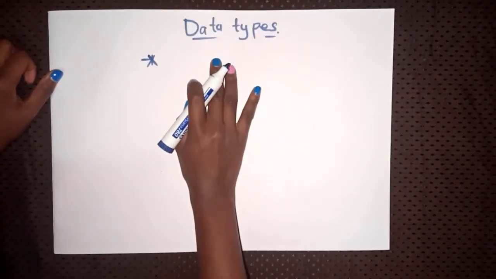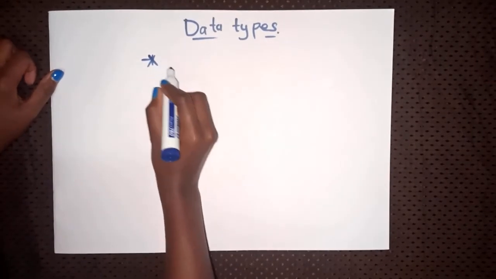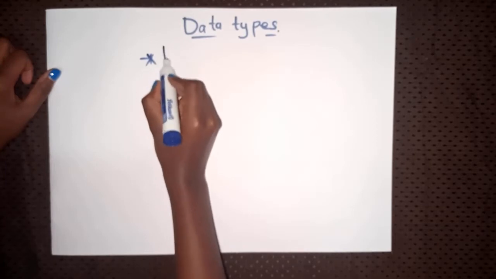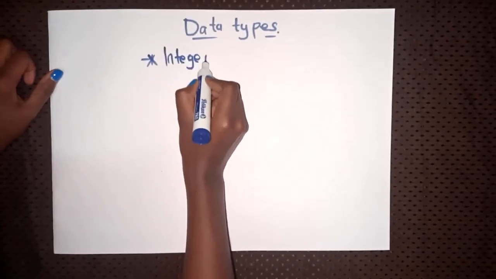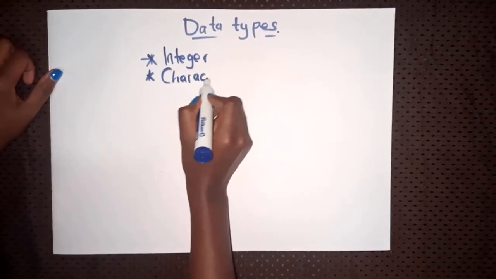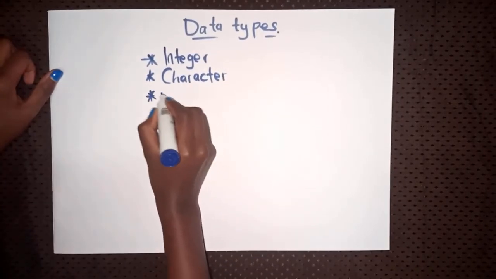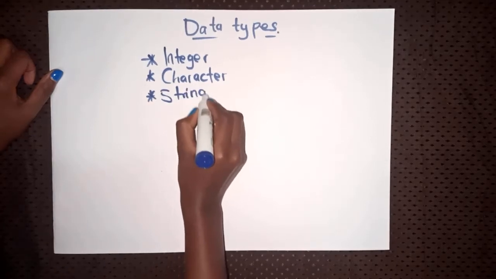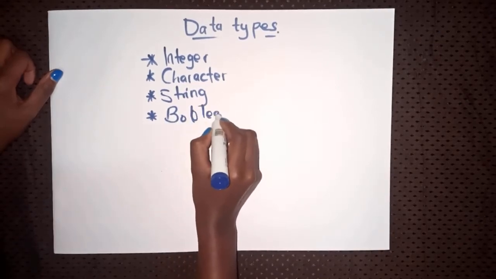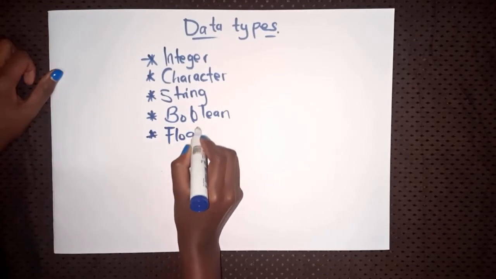They start here. When we're talking about data types, we're talking about variables and constants, which are values in your code. So when you're writing data types, we have integer, character. I will just mention a few because different programming languages may call them differently, but I will just use the normal naming. String, Boolean, and float. These are the most common.